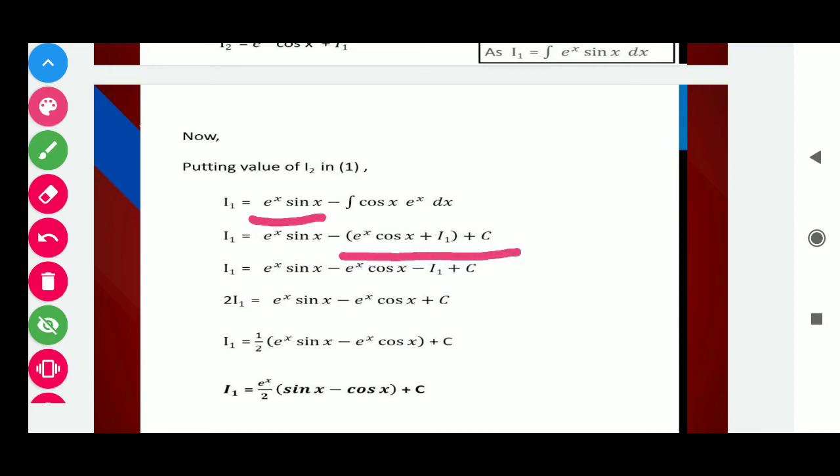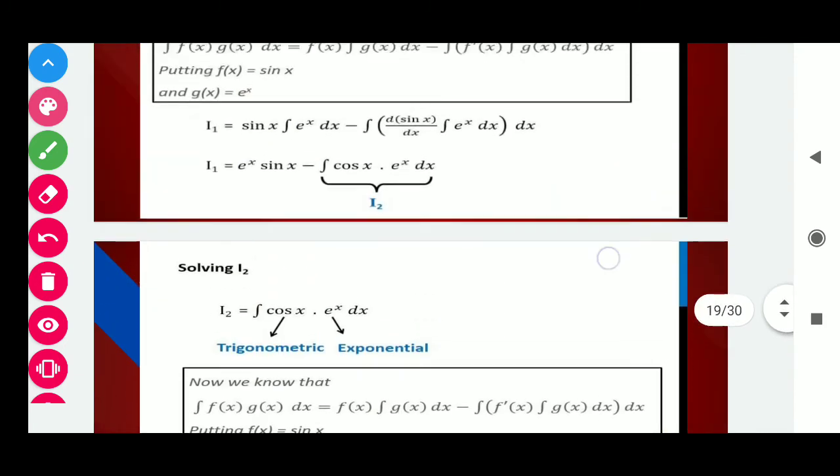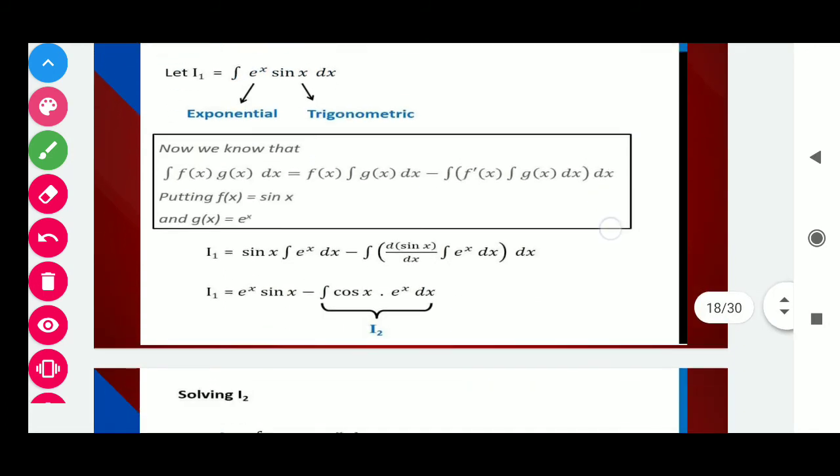Now you students can see I1 is equal to e raised to power x sin x, the negative sign is outside the bracket so signs will change. I1 moves to the left hand side, I1 plus I1 we get 2I1 and now dividing by 2 on the right hand side, in this way we get the required result. I1 is equal to e raised to power x over 2 into sin x minus cos x plus c is the solution. So students, we have just discussed example number 21 from your NCERT book.